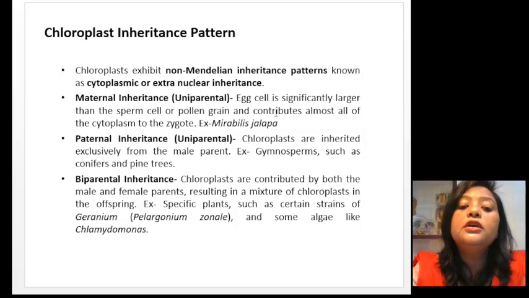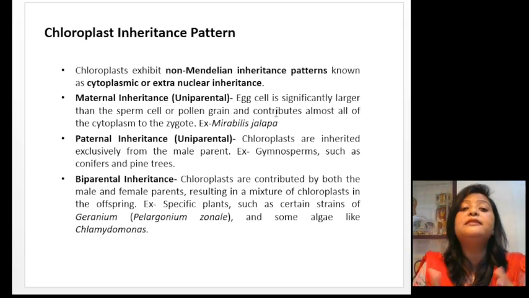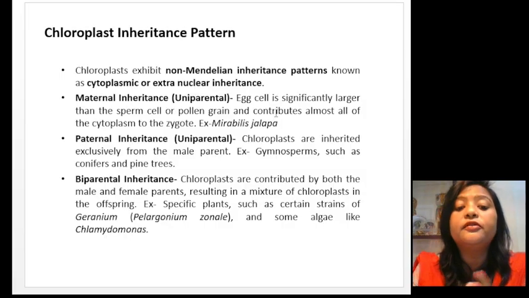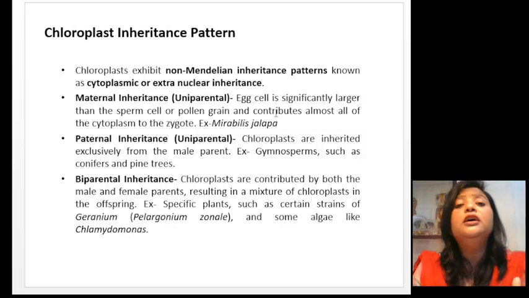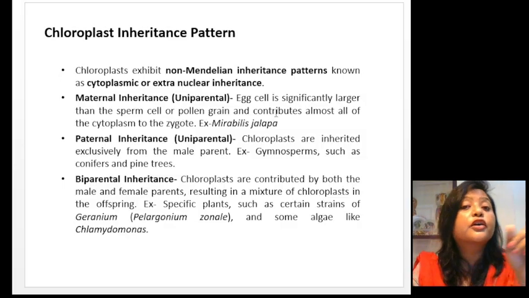Now coming to biparental inheritance, where the chloroplasts are contributed by both the male and the female parts. The name itself says biparental. Bi means 2. So it results in a mixture of chloroplasts in the offspring. This can also be seen in some strains of geranium and some algae. You have heard of the name Chlamydomonas. So this also shows biparental inheritance of chloroplast.